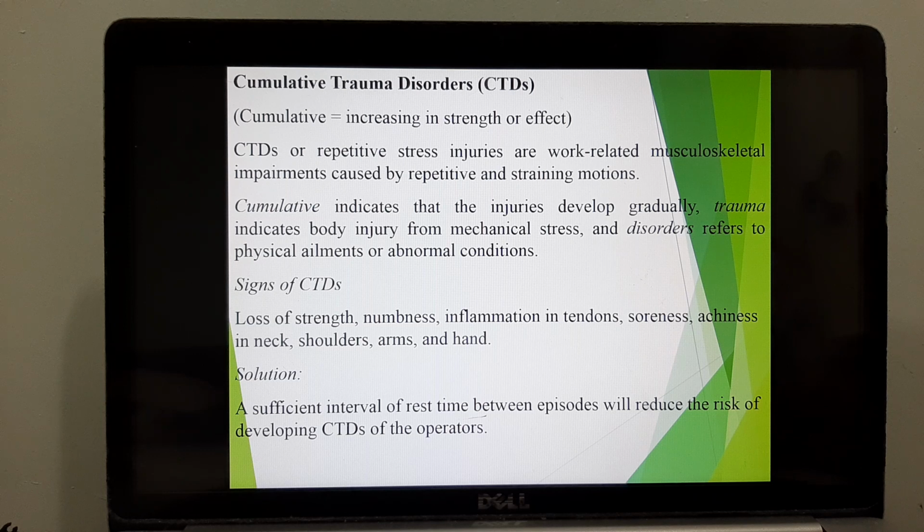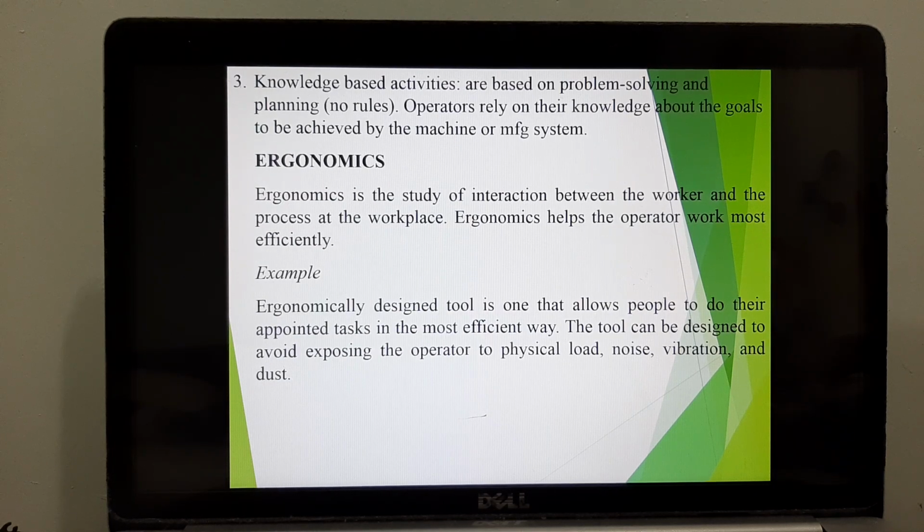We have several concepts under ergonomics. If you look back, ergonomics is basically the interaction between the worker and the process at the workplace. For example, if the process at the workplace is not performed correctly or accurately, the worker would suffer from something called a musculoskeletal disorder. So it's just doing things the right way.